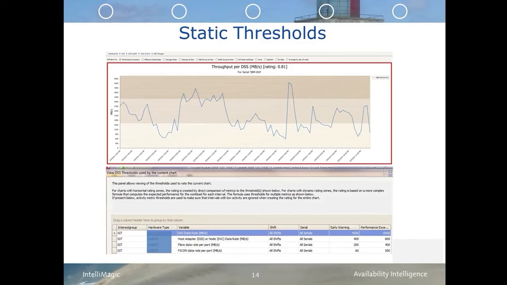Notice that in this example, the chart frame is red. This is because the thresholds are exceeded often enough that it indicates a problem. You can see the thresholds on the charts as shades of gray. The light gray or cloudy region indicates an early warning. The dark gray or stormy region indicates a performance exception. Thresholds may be adjusted if desired, and you have a good reason to do so.